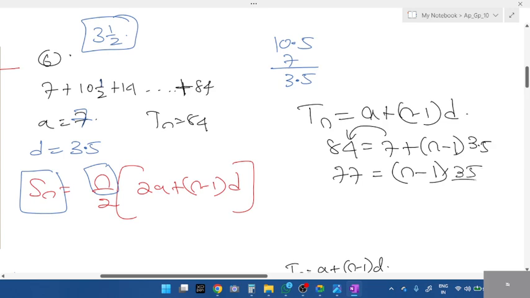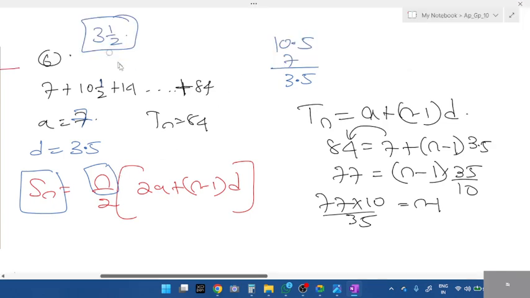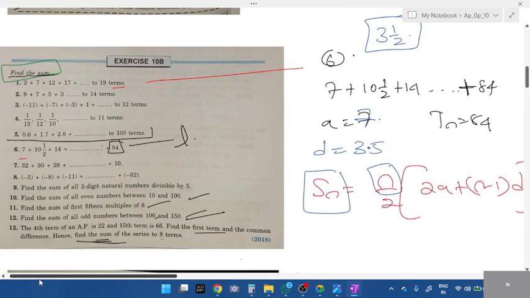3.5, I'll write it as 35 by 10. When it goes to the other side, 77 into 10 divided by 35 is equal to N minus 1. All of you are listening, right? Did you understand the logic here? To find the value of Sn, N is missing, students, but Tn is given. I'll repeat again. For the board exam, you'll get only these types of questions. First exercise, second exercise, they'll combine both and give you.